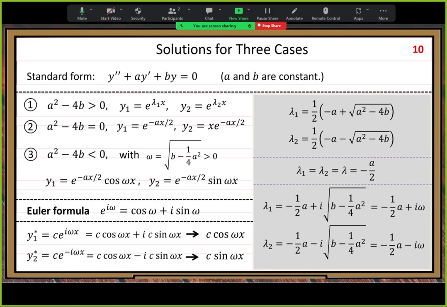So this C represents the e part. Now I go back to this representation. I have cosine and sine, and you do not see i. For case 3, although we need to use complex roots, in the final solution, the two final solutions, we do not need to use i.